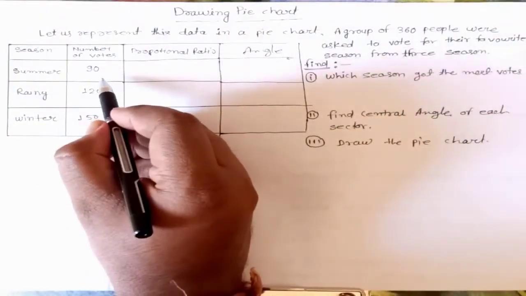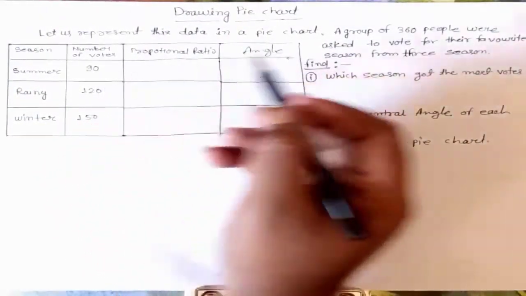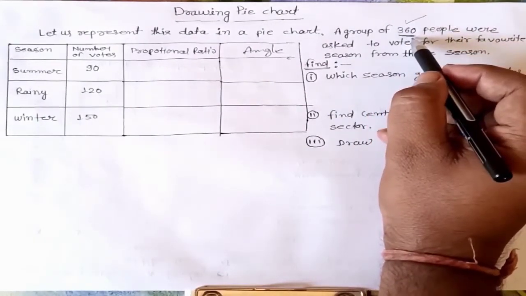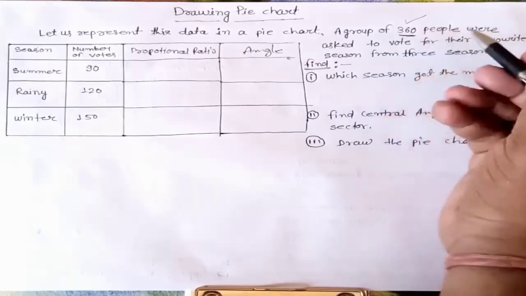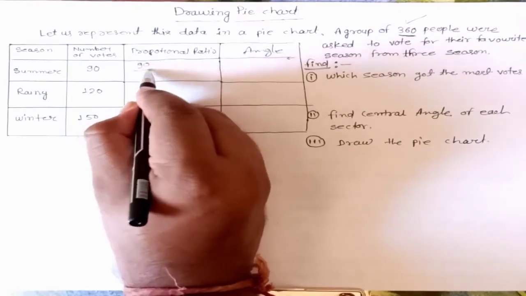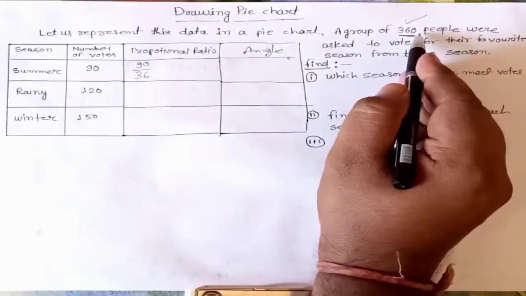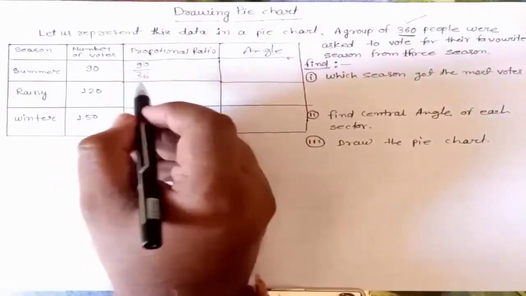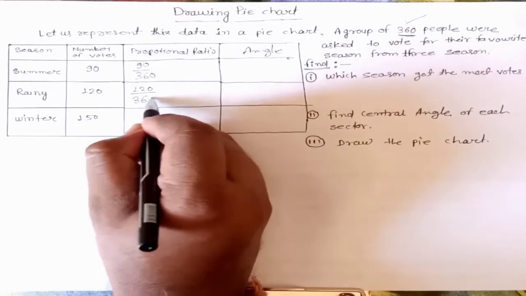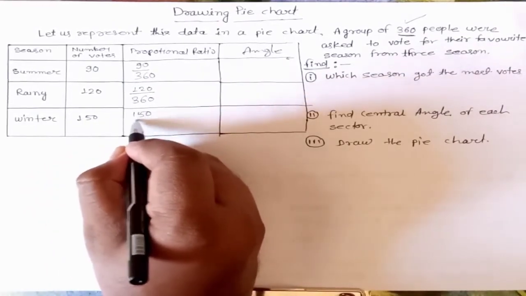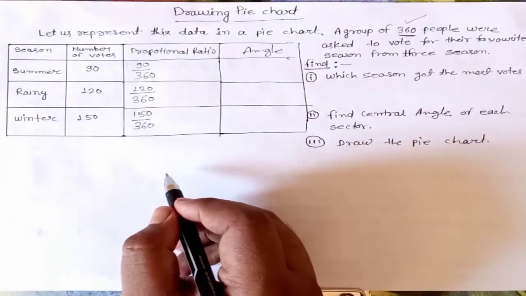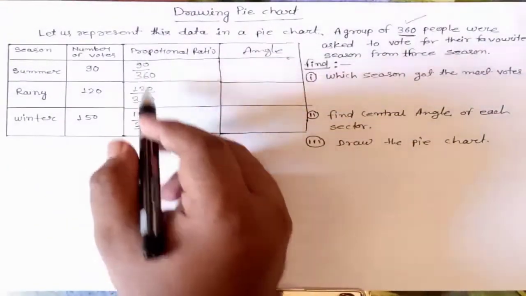So the proportional ratio, how? There were 360 people here, remember this: the total is 360 voters. So the proportional ratio for summer, you just put 90 divided by 360. This was given, the total votes. This is 90 votes. Again for the next one, 360, and 150 divided by 360. See? So this is the proportional ratio, right?